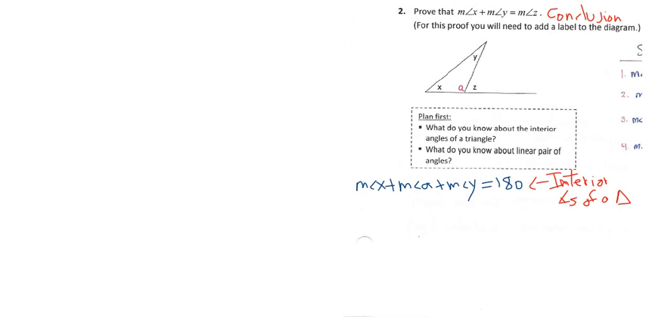And now the second question, what do we know about the linear pair of angles, which is angle A and angle Z? Well, we also know that linear pairs add to 180, so we can write this here. So measure of angle A plus measure of angle Z is equal to 180, and that is because they are a linear pair.